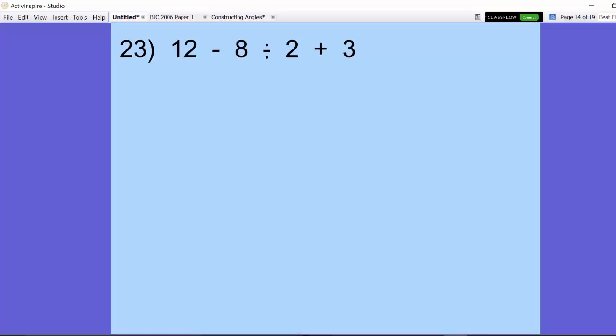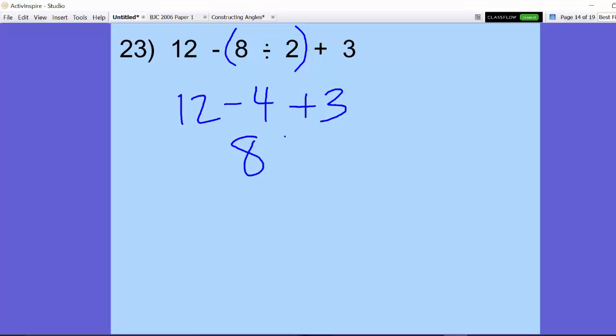Next, we have 12 minus 8 divided by 2 plus 3. We're going to divide first, following our order of operations. 8 divided by 2 is 4. So that gives me 12 minus 4 plus 3. So now I only have subtraction and addition left. They're done together, so we go whichever comes first, starting from the left. So the subtraction is first. 12 minus 4 is 8 plus 3. 8 plus 3 is equal to 11.